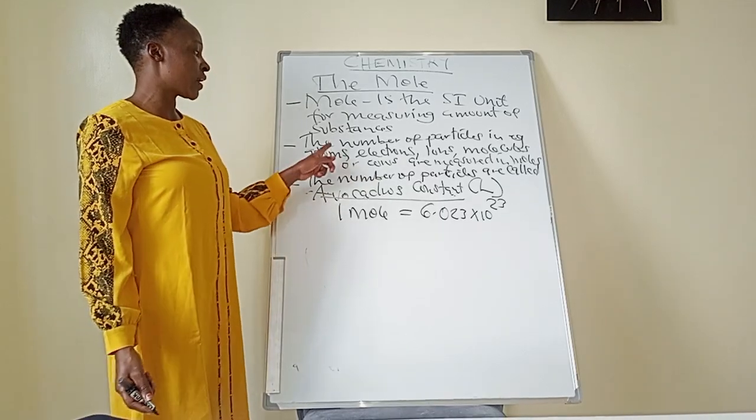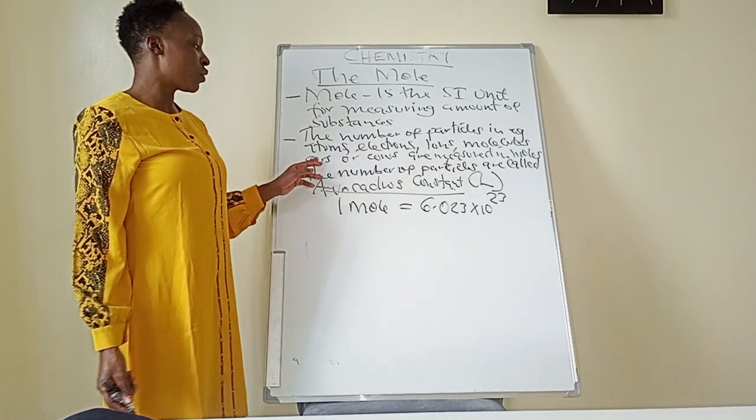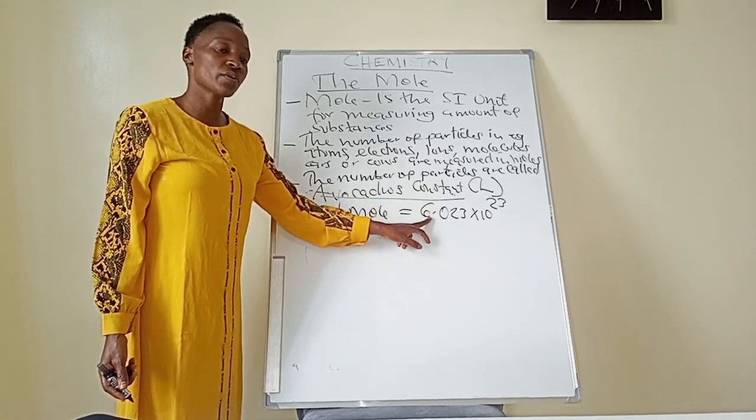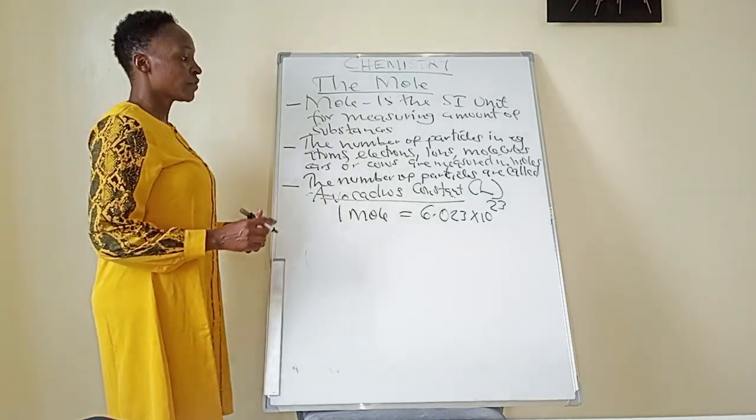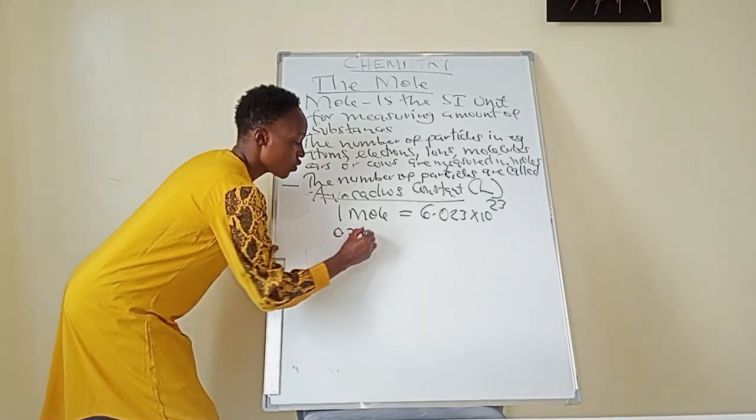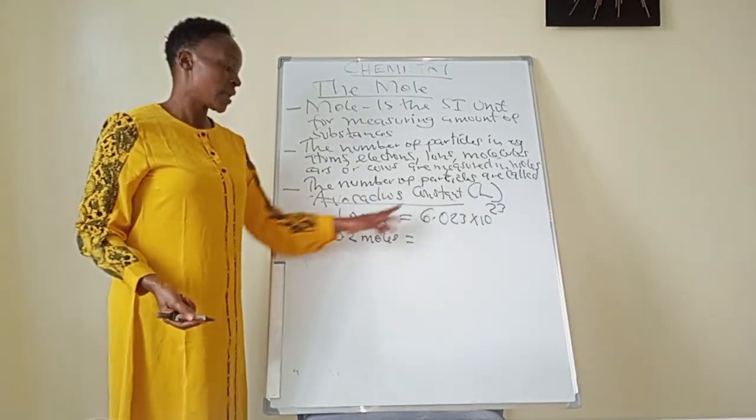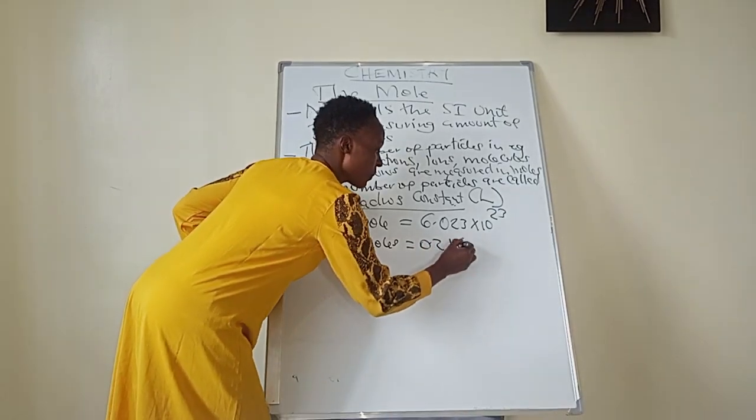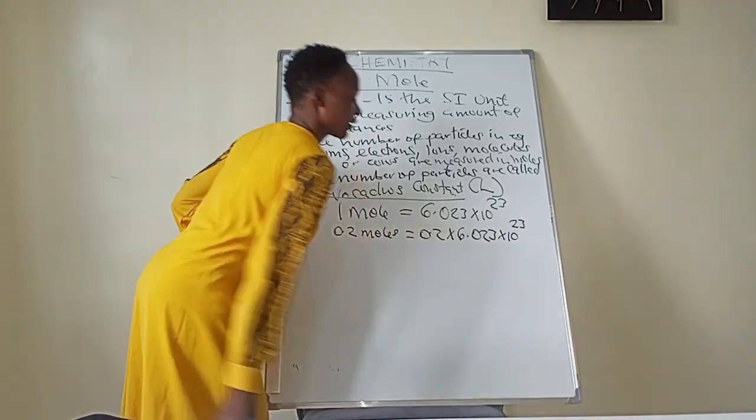Maybe you have 1 mole of atoms, or 1 mole of electrons, 1 mole of ions, 1 mole of molecules, 1 mole of cars, 1 mole of cows, and so on. So if 1 mole is equivalent to this Avogadro's constant, which is 6.023 times 10 raised to power 23, you found that if maybe you have a lesser number of moles, for example, 0.2 moles, you want to know how much Avogadro's constant is present in 0.2 moles. You take 0.2, you multiply by 6.023 times 10 raised to power 23.